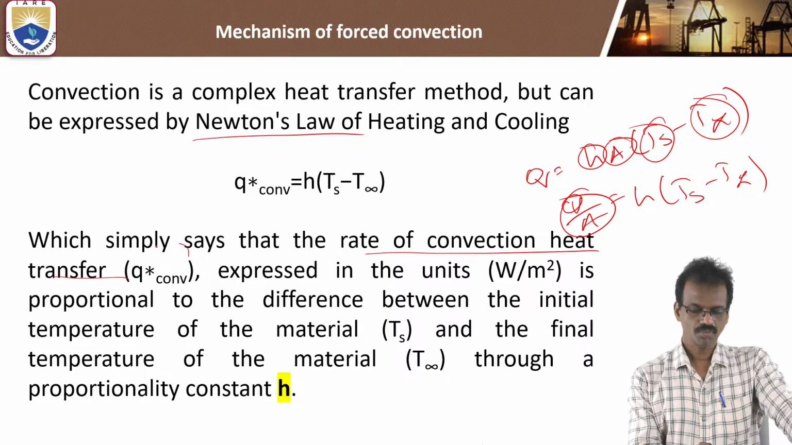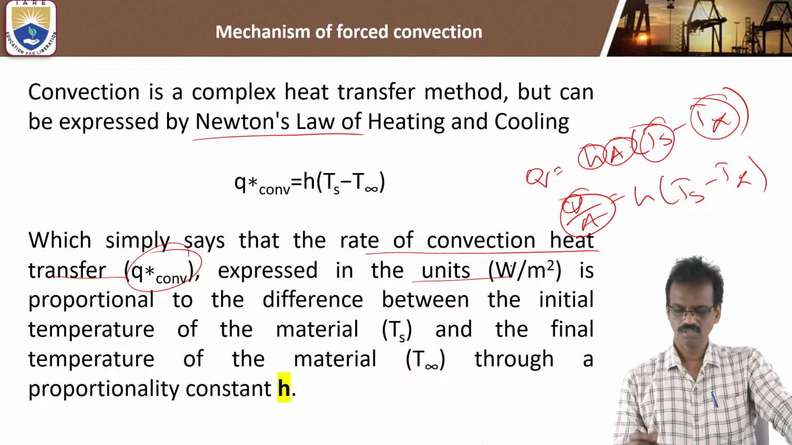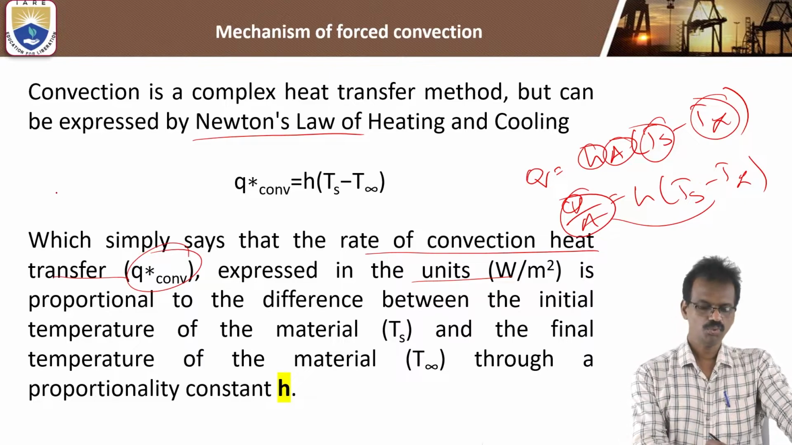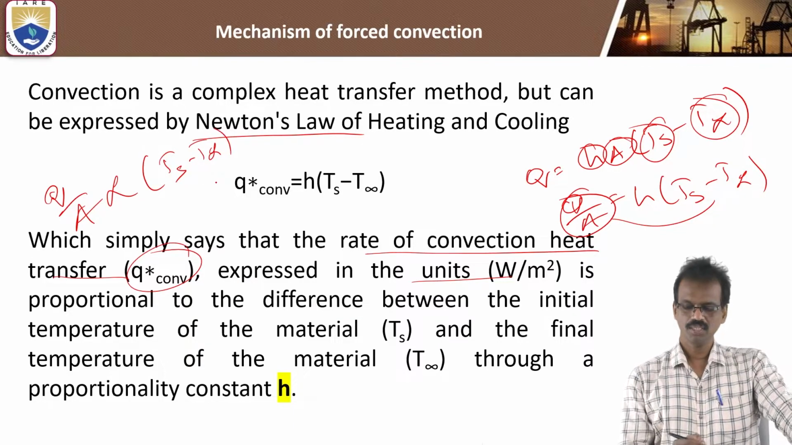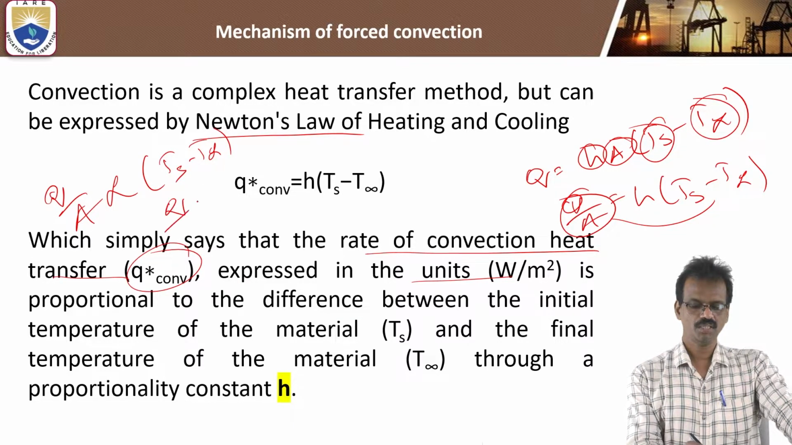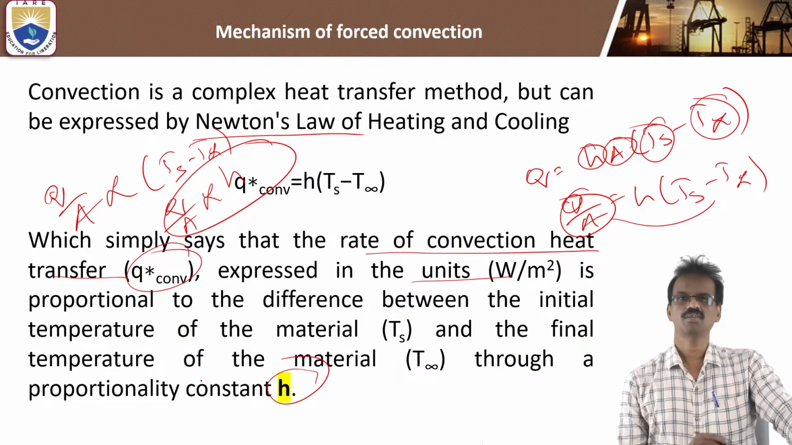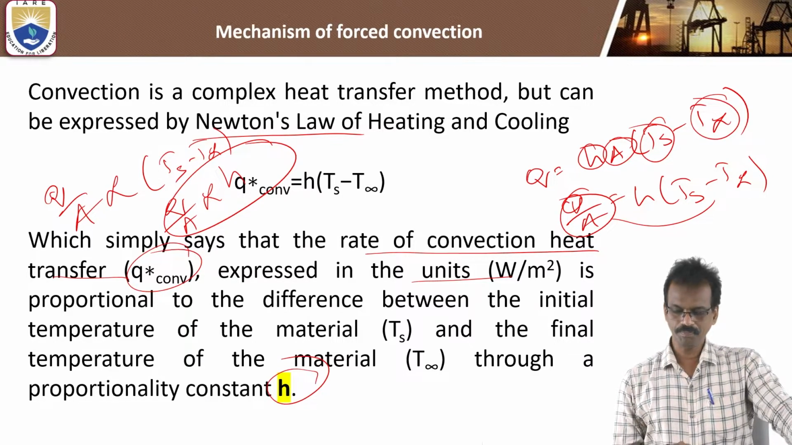So the rate of convection heat transfer, q convection, is expressed in units of watt per meter square. This is the flux. It is directly proportional to the temperature difference, Ts minus T infinity. Another one is that Q by A is directly proportional to h, which is the proportionality constant. You know that this is the formula.